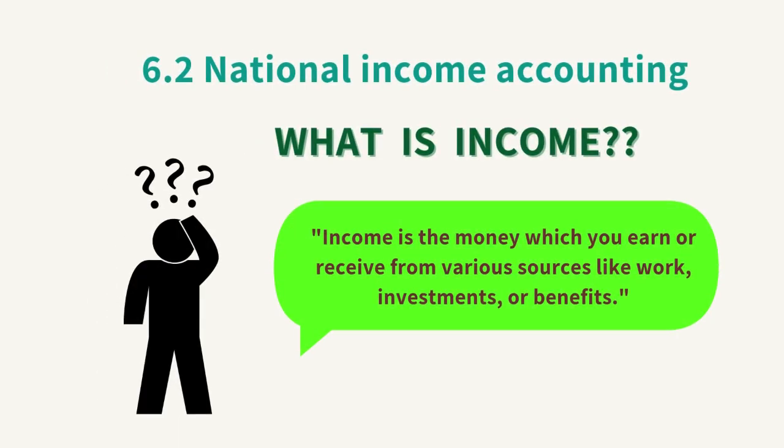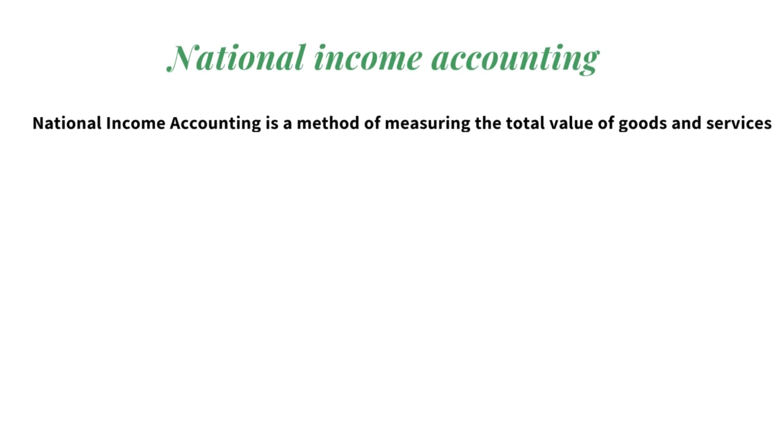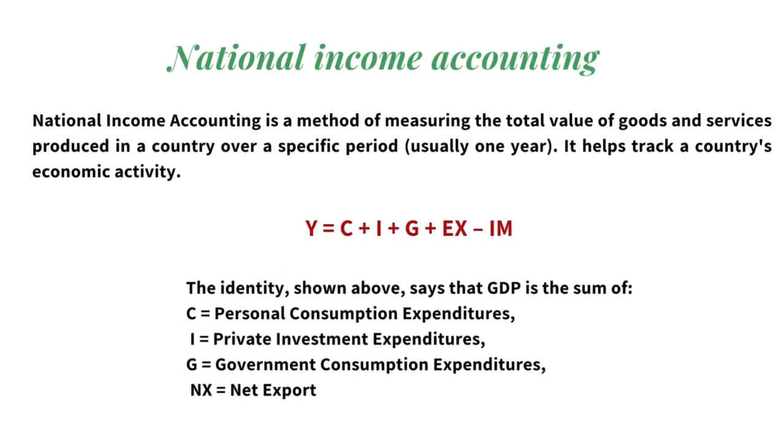Our next section is national income accounting. But what is income? Income is the money which you earn or receive from various sources like work, investment, or benefits. Now, our topic is national income accounting. National income accounting is a method of measuring the total value of goods and services produced in a country over a specific period, usually 1 year. It helps track a country's economic activity. Its equation is Y equals C plus I plus G plus NX.